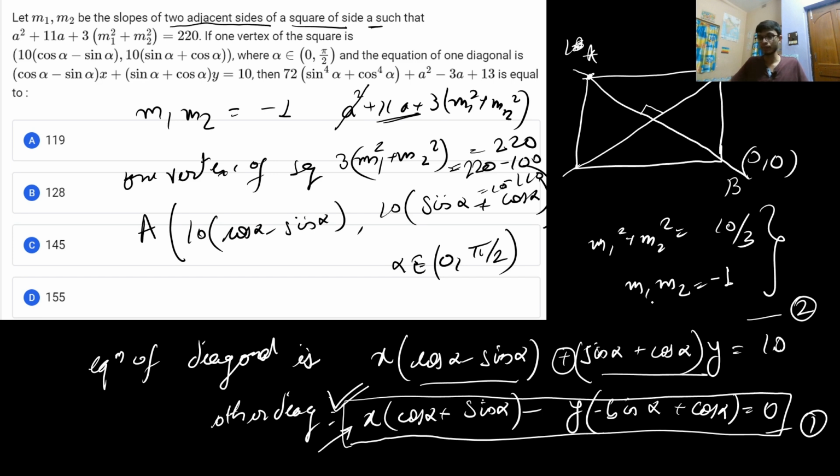If you put in place of m2 is equal to 1/m1, you can solve this and you will get the value of m1 square is equal to either 3 or 1/3. So in that scenario, m1 equal to root 3 and m2 is equal to minus 1/√3, or vice versa can be possible. So we got the value of m1 square.